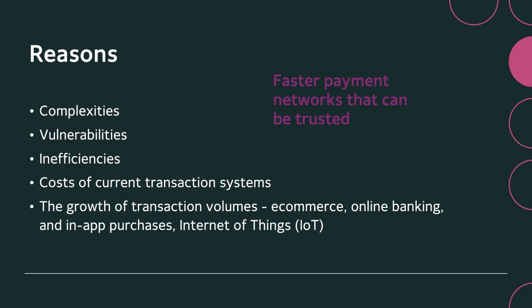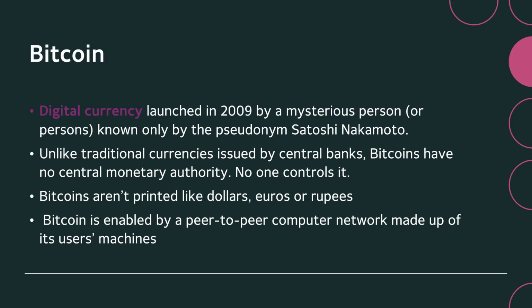So all in all, what was needed is faster payment networks that can be trusted. That is where the seed of blockchain was born, or that is how blockchain started. Now it is used in a variety of industries, not just financial transactions, but the initial starting was from there. The need came from there.